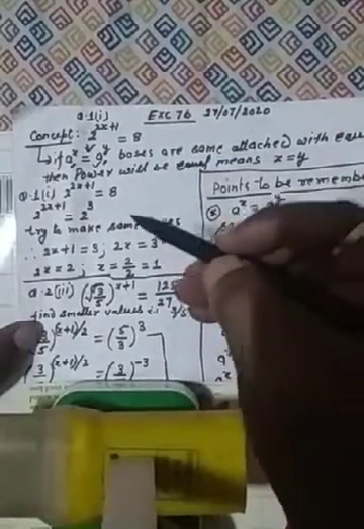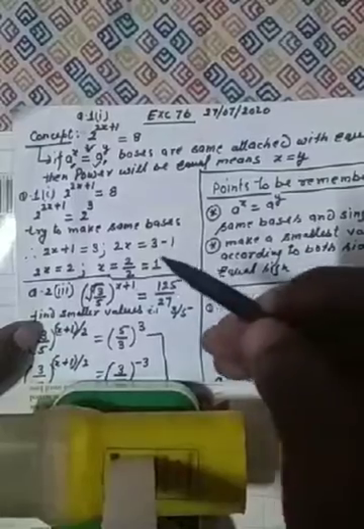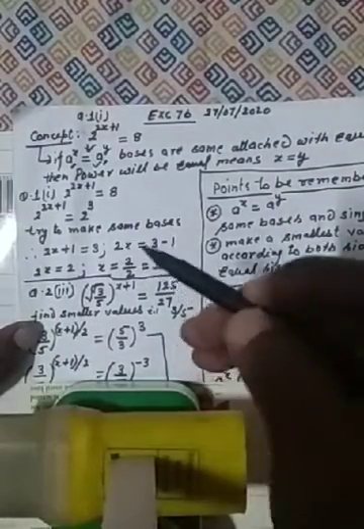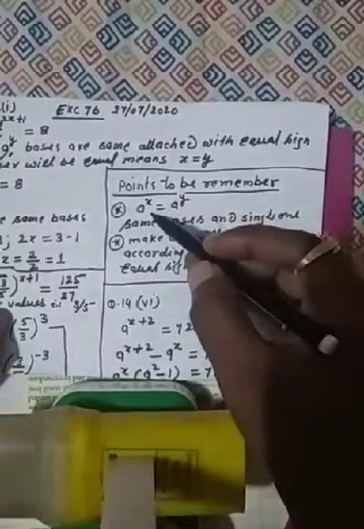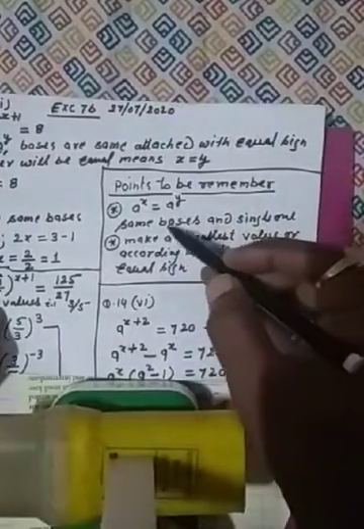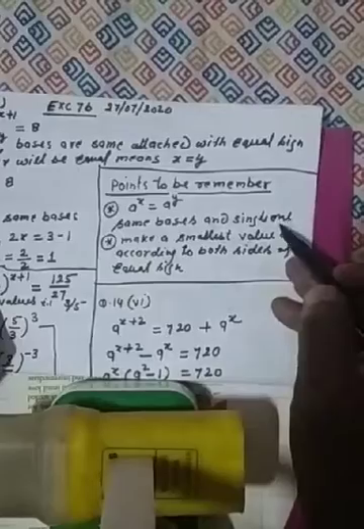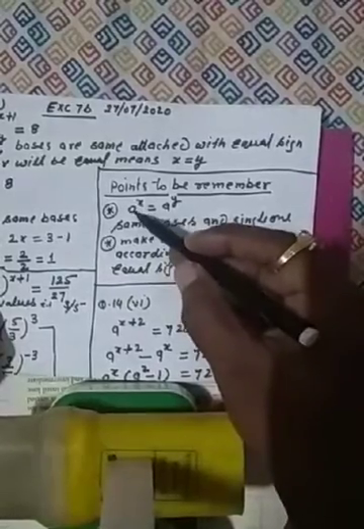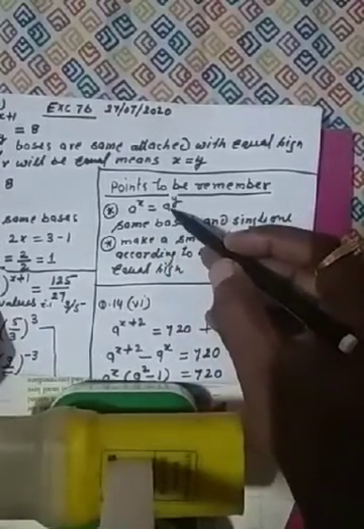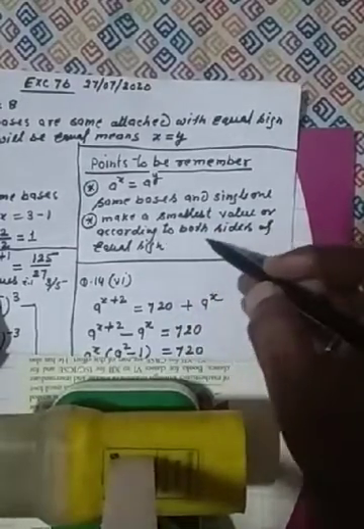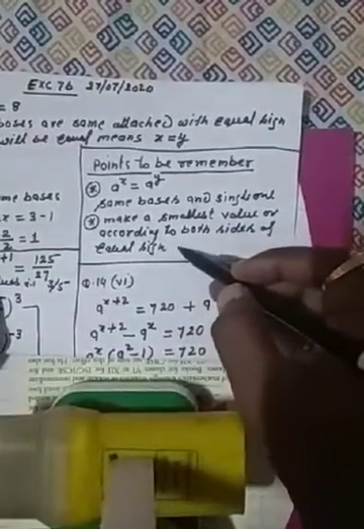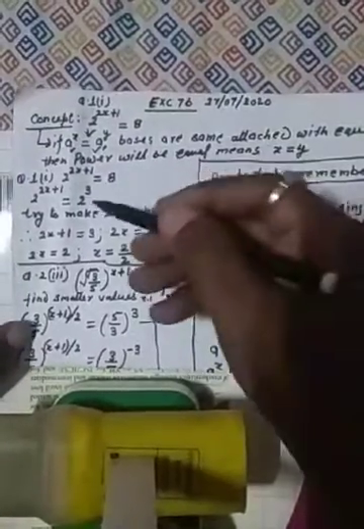So you have to try to make the bases the same. Important points to remember here: a to the power x is equal to a to the power y means same base and a single one, a is here and a is here. And the second point is make the smallest value on both sides of the equal sign. What is the meaning of this? I will explain it in the question when I solve it.